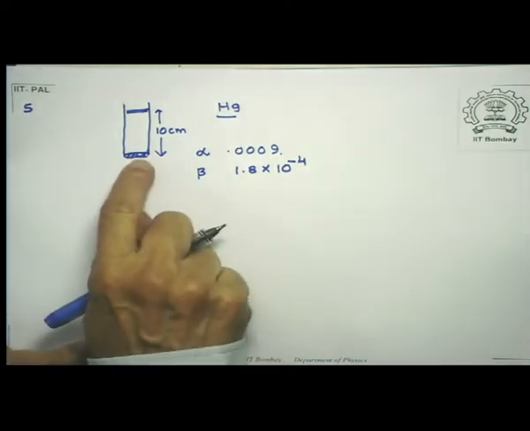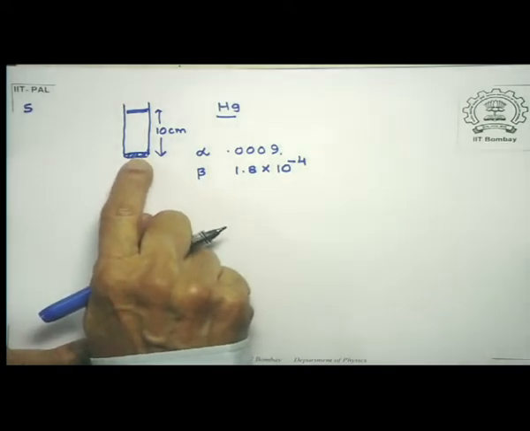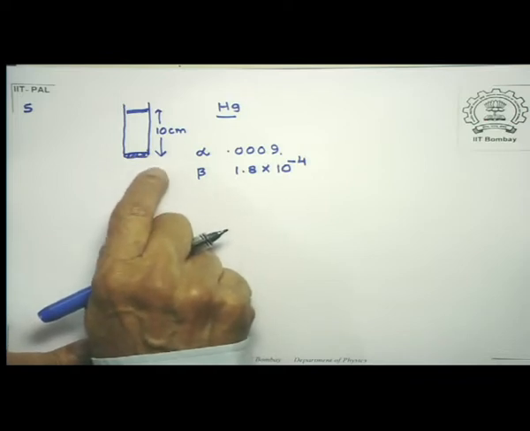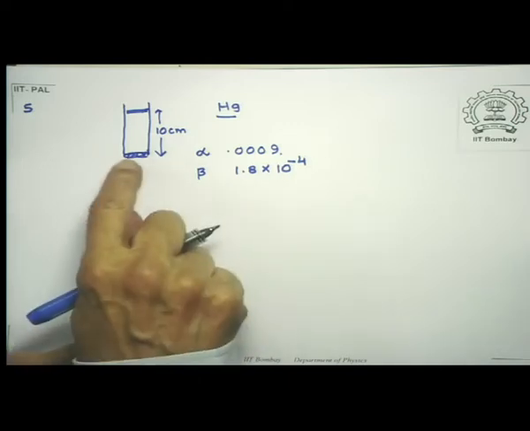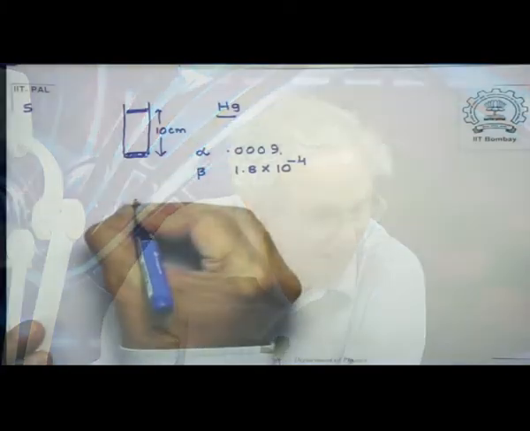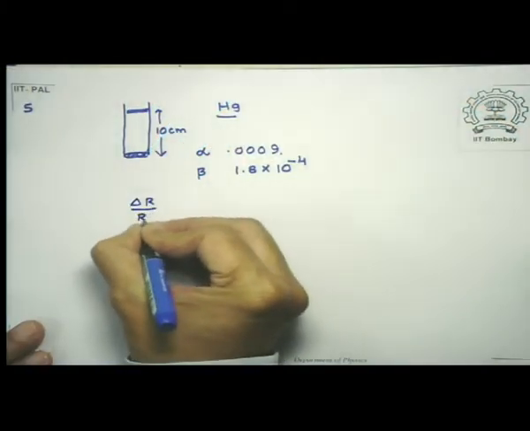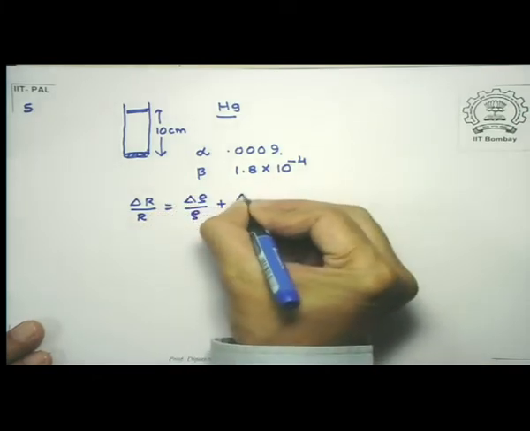Now, I don't really need to worry about the delta A part, because the base roughly remains constant, because I am not really considering expansion of the mercury here, but because the mercury is contained in a glass tube, the base being made of glass, the cross section remains the same. So therefore, what I have to do is to only consider the two terms that we talked about, namely delta R by R is delta rho by rho plus delta L by L.